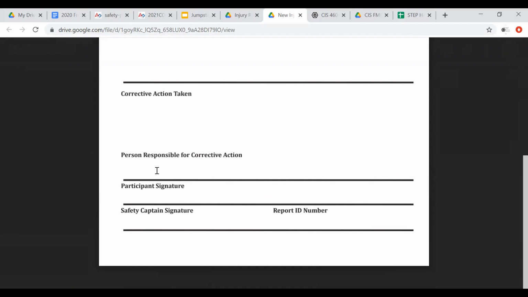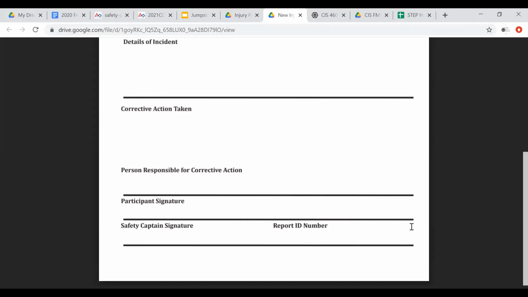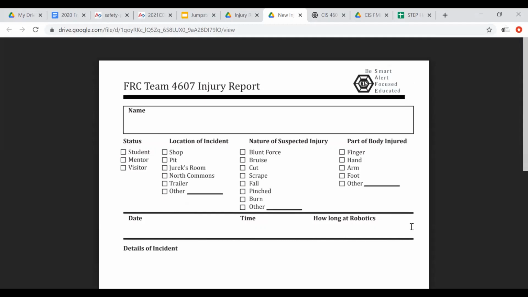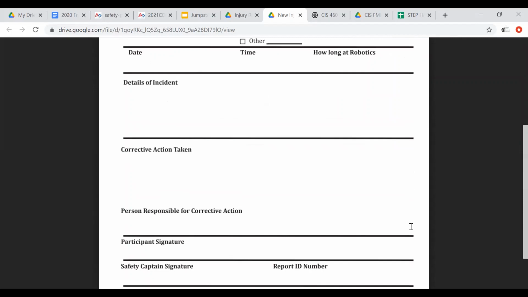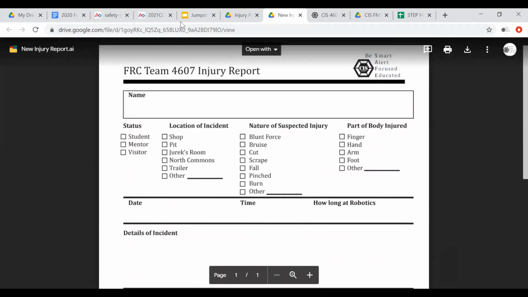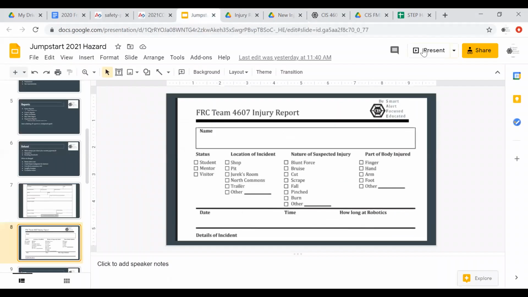So that way you can make sure, okay, did they get proper first aid from someone? You're also going to want to have a signature from your safety captain and your participant, because your participant acknowledged it happened and this is correct. Safety captain is pretty much to make sure I'm aware of the situation. And then report number because organization is crucial. So this is our new report. This streamlined it a lot and it made it easier to fill out paperwork. I highly recommend it.